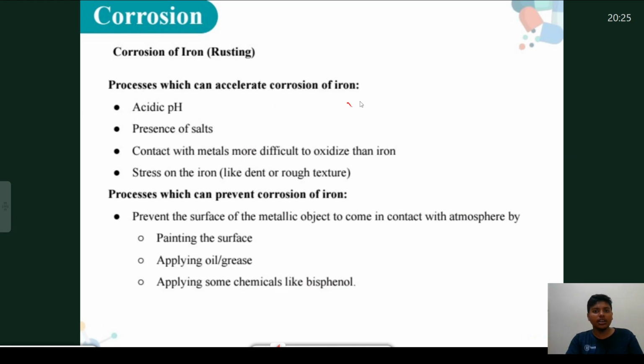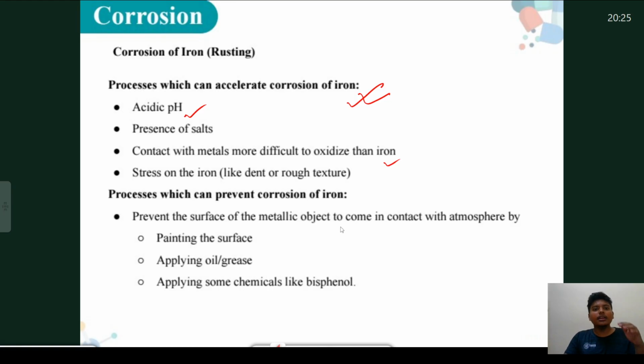The processes that accelerate rusting, you know: if salt is there or acidic pH. Here, we all are staying in a coastal area, so in a coastal area rusting happens first because salts are there and the pH is low, acidic. Next, contact with another metal makes oxidation easier, and so does stress. You have a cycle or bike made of metal. Where the metal is broken, that place corrodes first. Rusting happens in that place first, so that enhances the corrosion.